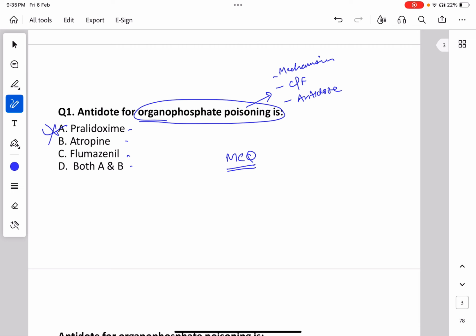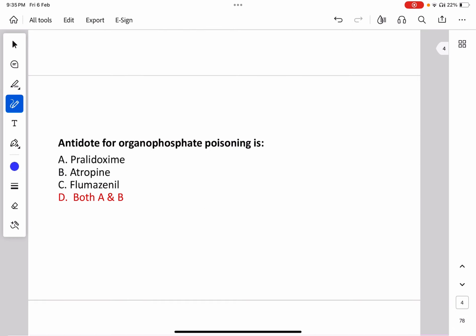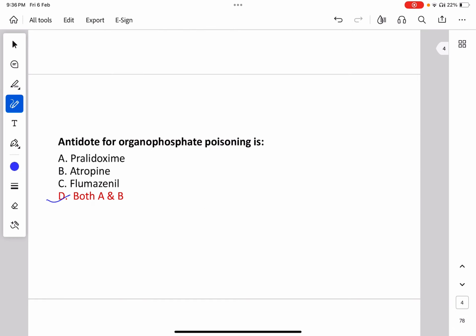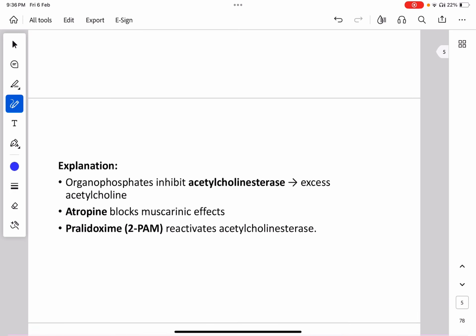Another thing is, many questions contain options like both A and B or both B and C, and many questions contain all of the above, meaning all the options are correct. Many questions also contain none of the above. So these are the important things we should remember before solving any MCQ. So in this question also, which is the antidote for OP poisoning? The antidote for OP poisoning is both A and B, that is pralidoxime and atropine.